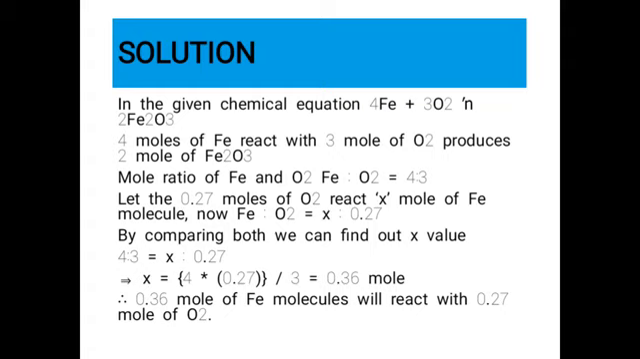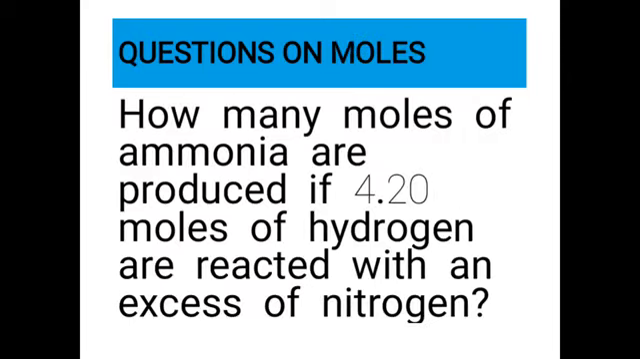The ones you cross multiply, you are going to have 4.027 divided by 3. It will give you 0.36 moles of iron. Okay, so another question: how many moles of ammonia are produced if 4.20 moles of hydrogen are reacted with an excess of nitrogen?